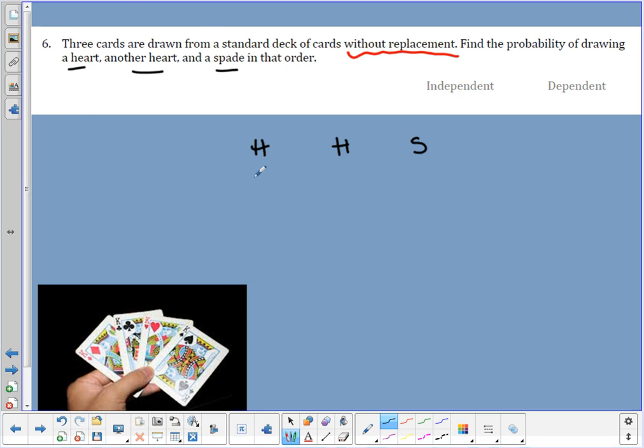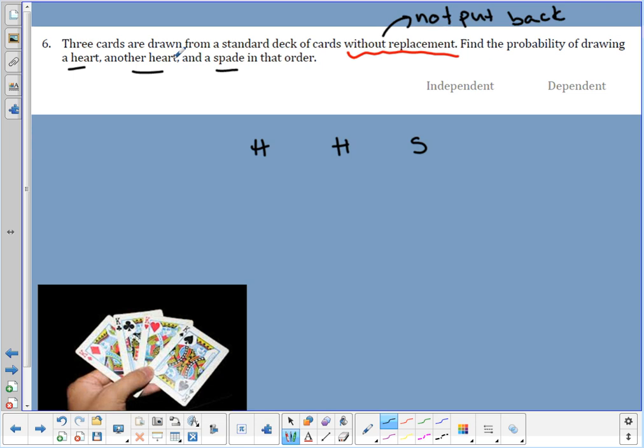Okay, so now I can go back and look at what's happening with my standard deck of cards. So I know that I'm not putting them back. That's what without replacement means. So if you need to write that down, not put back. So I'm going to take the cards out and I'm going to keep them. I'm going to hold them. I'm not putting them back into the standard deck.